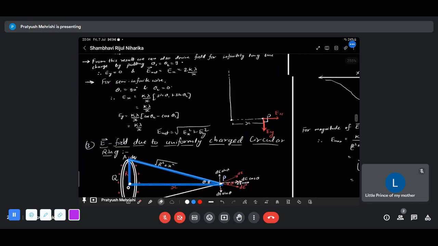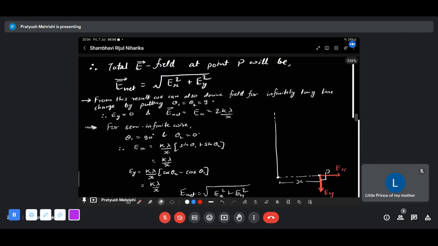Now there is one special case from this result. Always remember that the net electric field will be the sum of these two electric fields, a vector sum of the two electric fields. That will be given by Pythagoras theorem: x square plus y square.